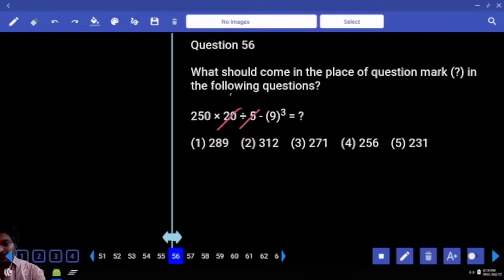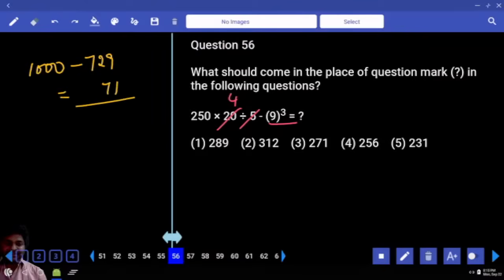5 how many times? 254 times. 9 cube. 729. Subtracted from last 2 digits must be 71 only. How many options are ending with 71? Only one.